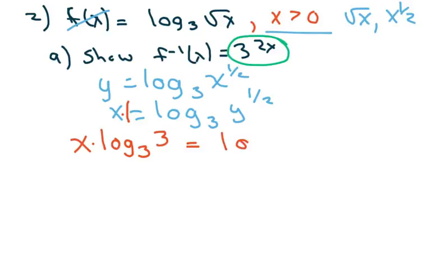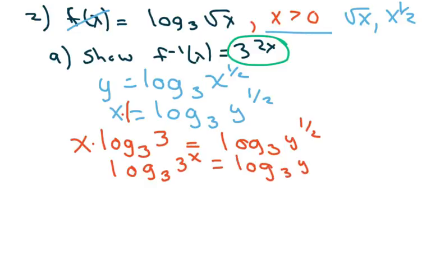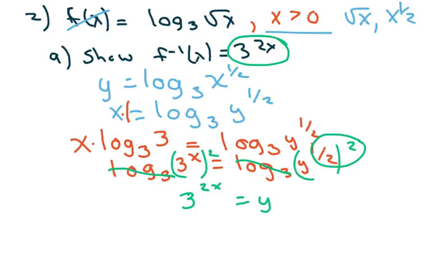log base 3 of y to the 1/2. Now I'm going to use my power property for the first portion. And now since these are the same, I'm just going to solve for y here. So I'm going to square both sides, and you get 3 to the 2x equals y. Basically, you are squaring both sides. And then we just showed that this is our inverse, and we have that.